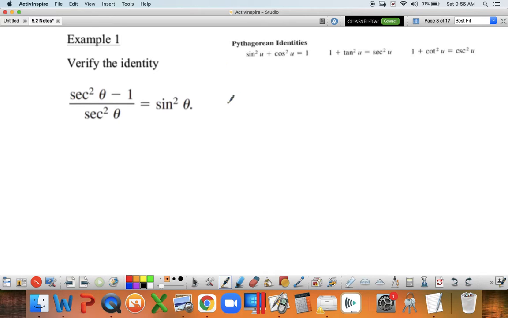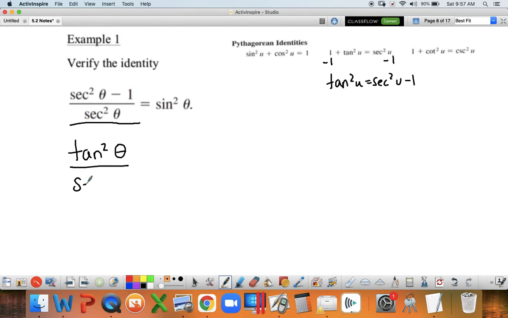Over here on the left, we have a more complex left-hand side rather than the right-hand side. So I am going to spend my time trying to simplify the left-hand side down and get to sine squared theta. I put our Pythagorean identities up here in the corner because I see secant squared theta minus 1, and I want to know, is that equal to anything? Well, if I move a minus 1 over here, I get tan squared equals secant squared minus 1. So I can come back over here, and where I see secant squared theta minus 1, I'm going to replace that with tan squared theta.